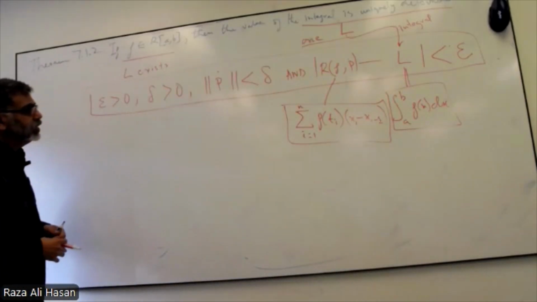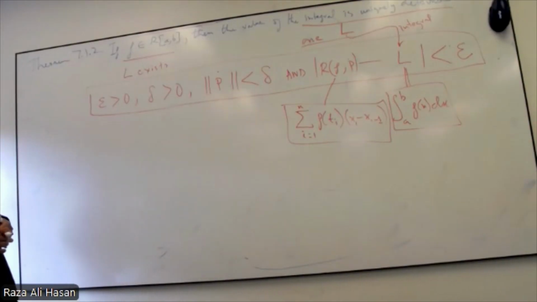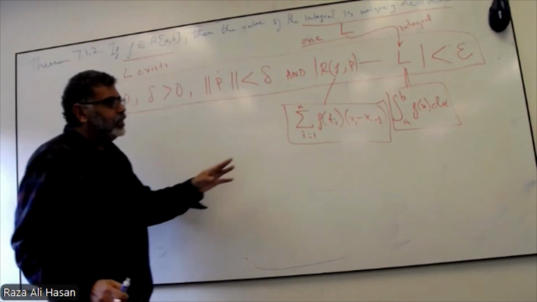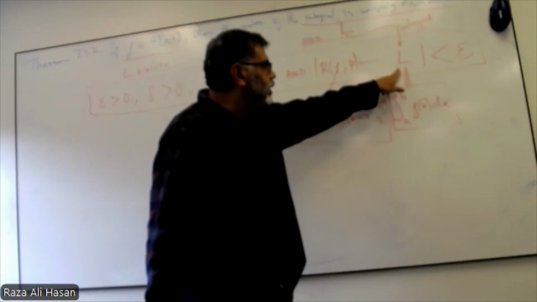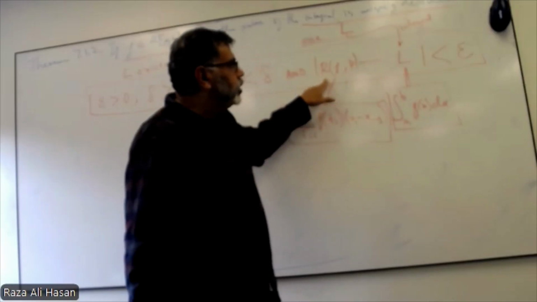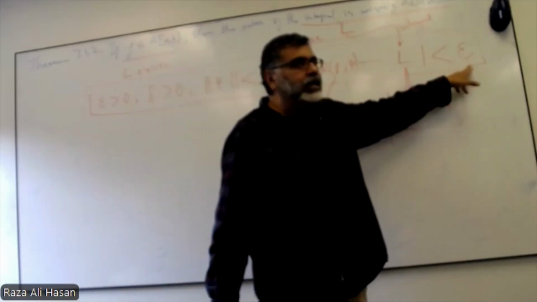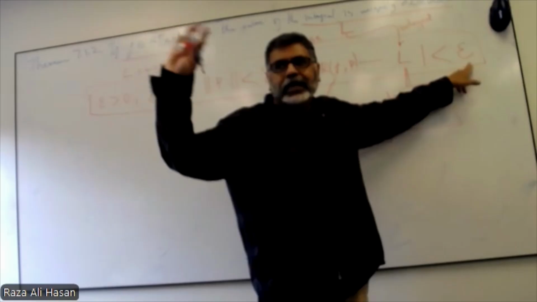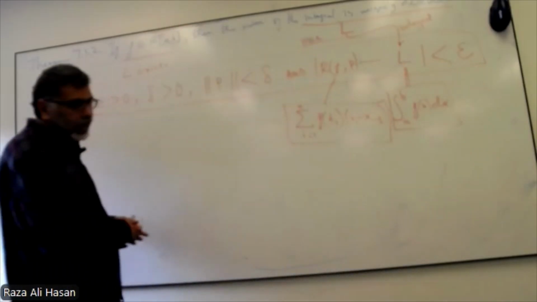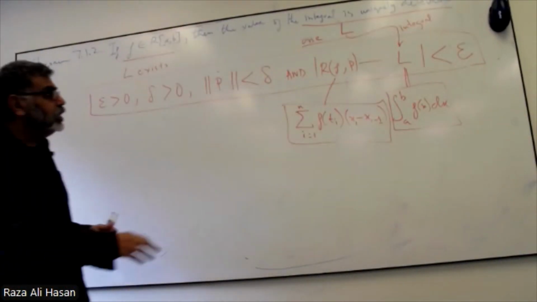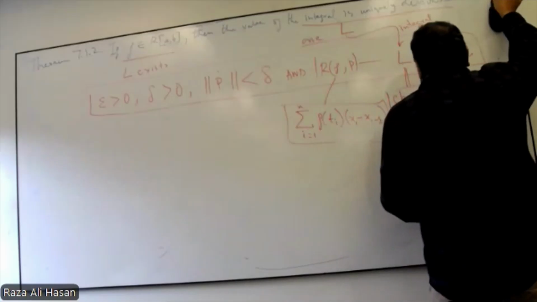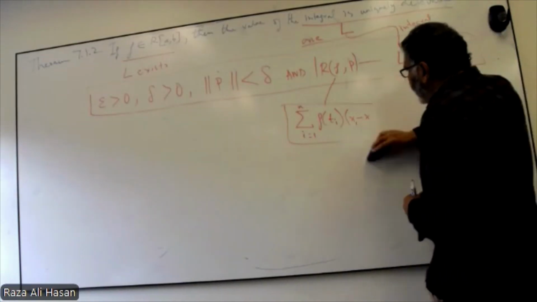So in other words, the integral, the exact sum, exists if the difference between the exact sum and the approximate sum is less than epsilon. If that is the case, then we are good. Now, so this was all of that.